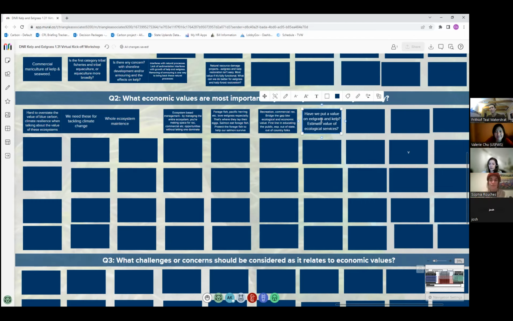It's a good question, Teal. I don't know if DNR has a response to that. Yeah, I can jump in and say that I know this is something lots of different folks have done in different contexts. I wouldn't say that there's an authoritative economic evaluation for eelgrass and kelp within Washington State. It's not something that we are planning to do for this process.